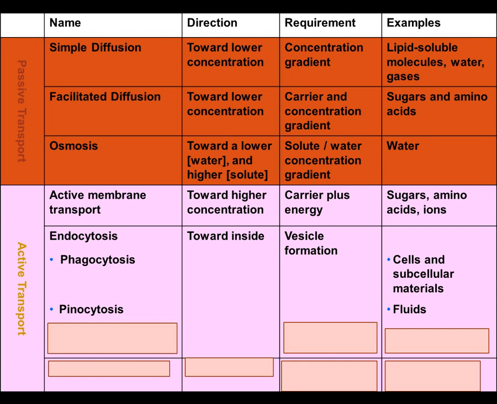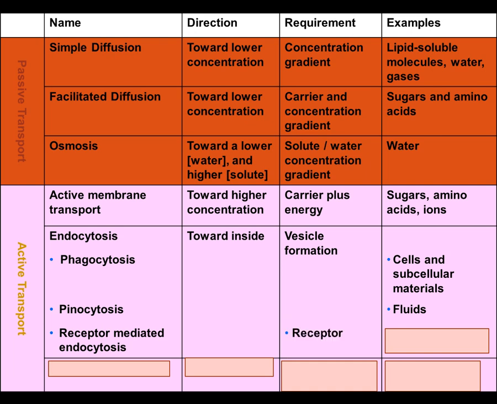A third type of endocytosis is called receptor-mediated endocytosis. So it still tells us it's endocytosis, but it needs what to activate it? A receptor. A receptor has to bind something, and that triggers the formation of a vesicle. So this one's unique in that a receptor and ligand, and I want you to write the word ligand, L-I-G-A-N-D. I'll write it on the board.